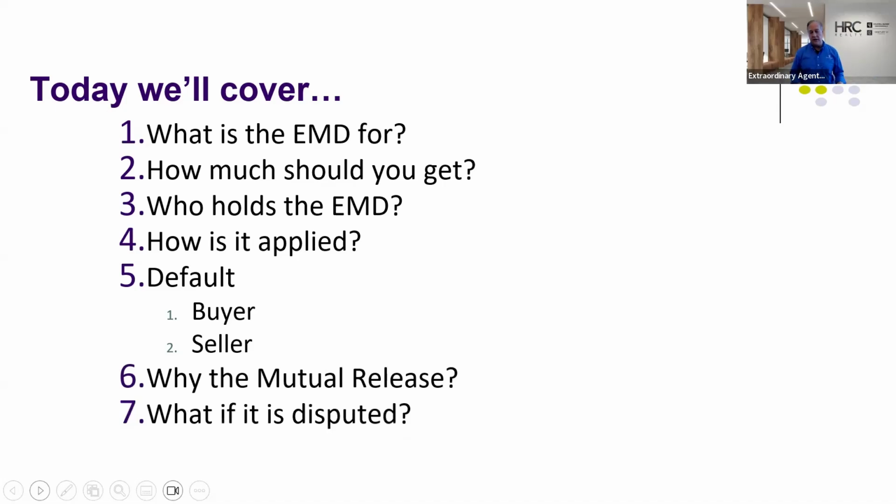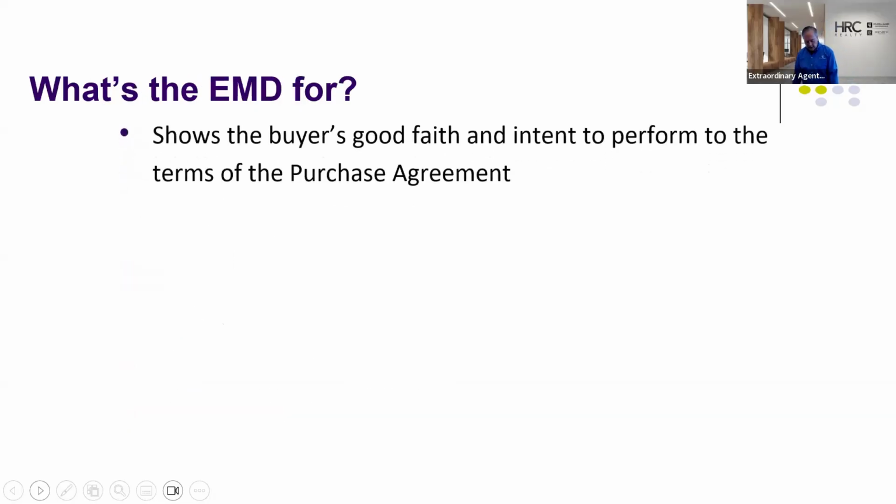What's the mutual release for? Why do we do it, and why do we do it the way that we do it? And matter of fact, how should we be doing it? And of course, what if there is a dispute over the earnest money deposit? That's what we're going to cover today. So what's it for?